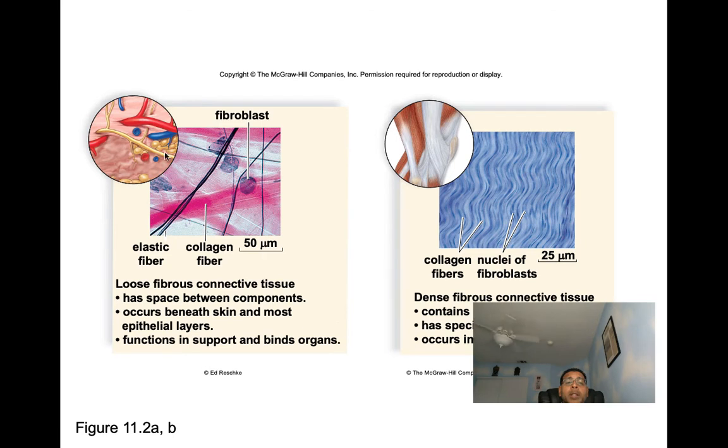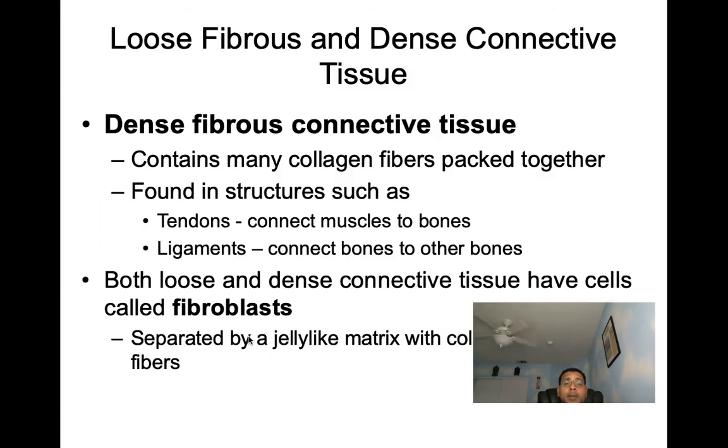So here we can see first loose fibrous connective tissue. In loose fibrous connective tissue, you can appreciate the collagen fibers. Here are elastic fibers. And then we have fibroblast nuclei. So this connective tissue has space between the components, you can see. It occurs beneath the skin and most epithelial layers. And it functions to support and bind organs. So again, fibroblasts, very important cells you've got there.